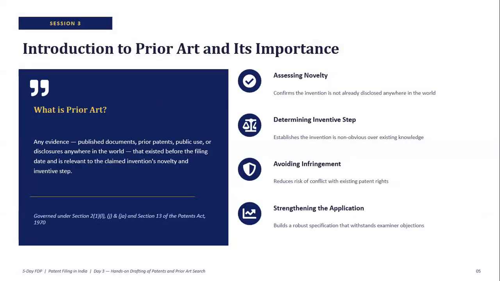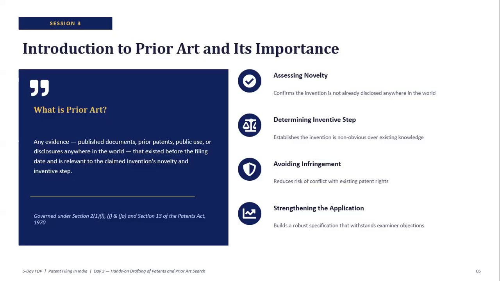Next module, we are going to discuss Introduction to Prior Art and its importance. Let us now understand one of the most important concepts in patent examination, prior art. Prior art refers to the evidence such as published documents, earlier patents, public use, or any disclosure that existed before the relevant filing date and is relevant to assessing the novelty and inventive step of an invention. The presentation also connects prior art assessment with Section 2 and 13 of the Patents Act 1970.